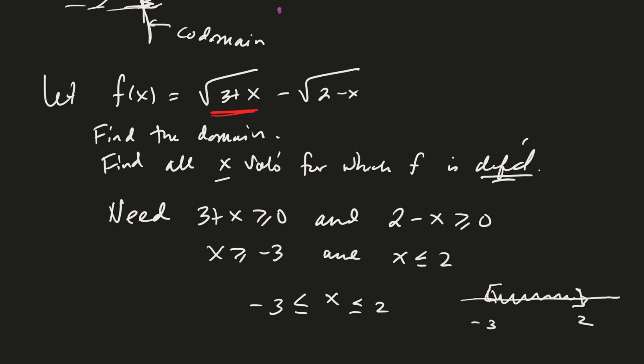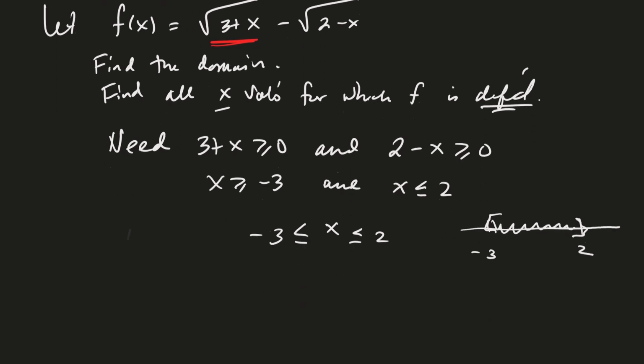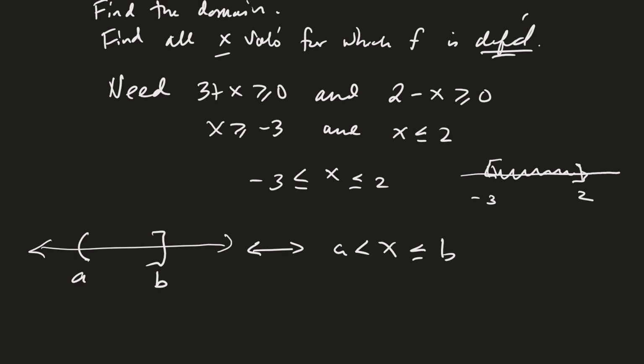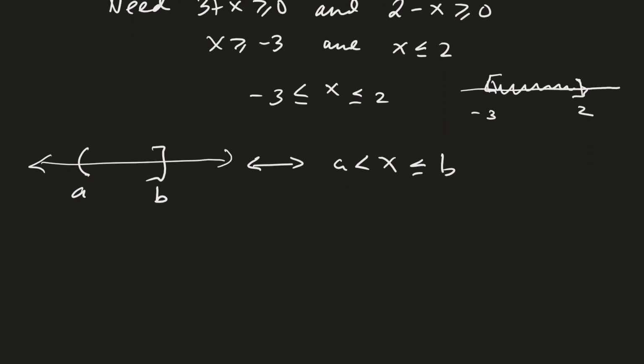And so let me just briefly pause here for a second to talk about interval notation. If I have a single interval like this, let's say that I'm excluding a and including b. Then I want to write that in interval notation as x is greater than a and less than or equal to b.